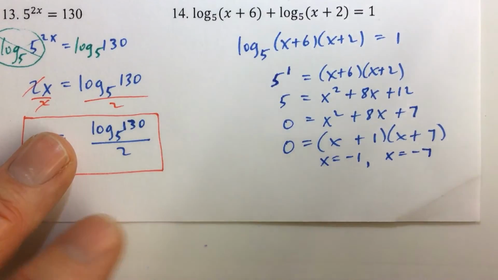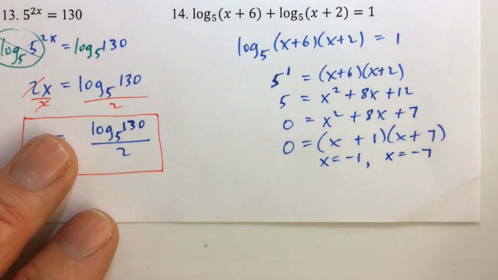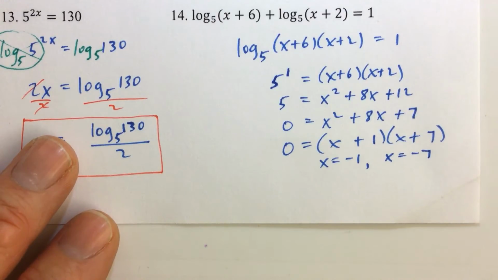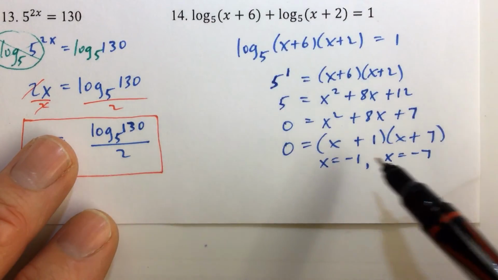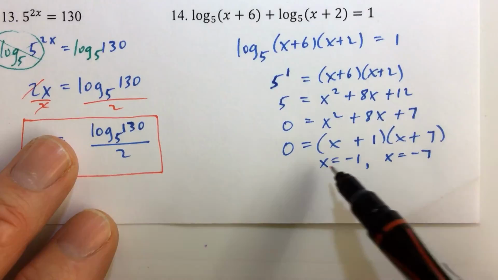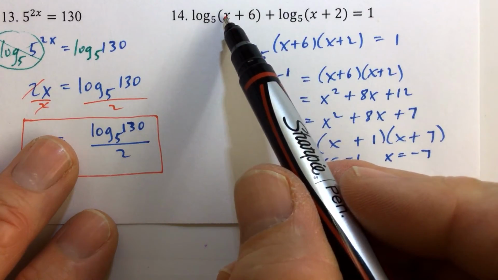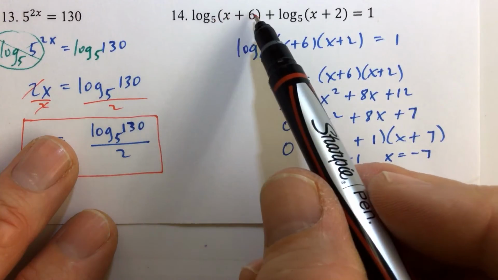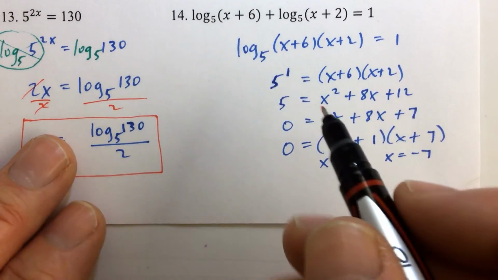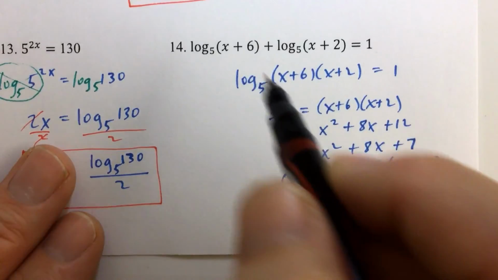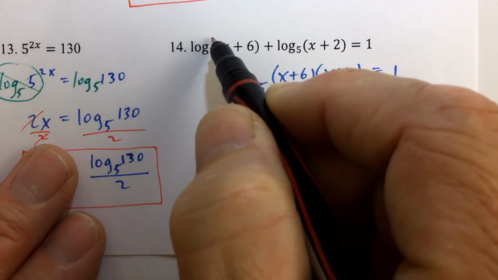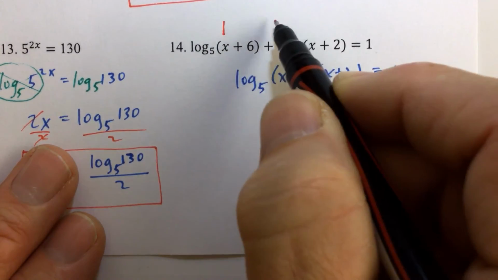But with log equations, you have to be really careful. You have to think, okay, well, can I replace x in the original equation with the values that I get down here? Well, x equals negative 1. If we replace x with negative 1, we see that we're taking the log of a positive number. And let's do that up here. So just above it, we're going to replace x with negative 1. So we get log base 5 of 5, that's 1.